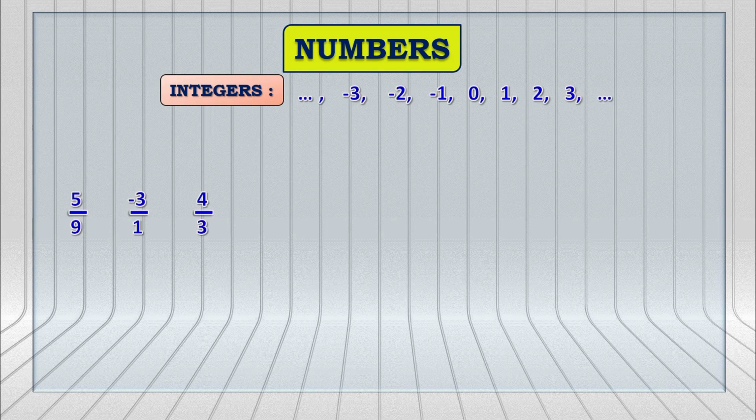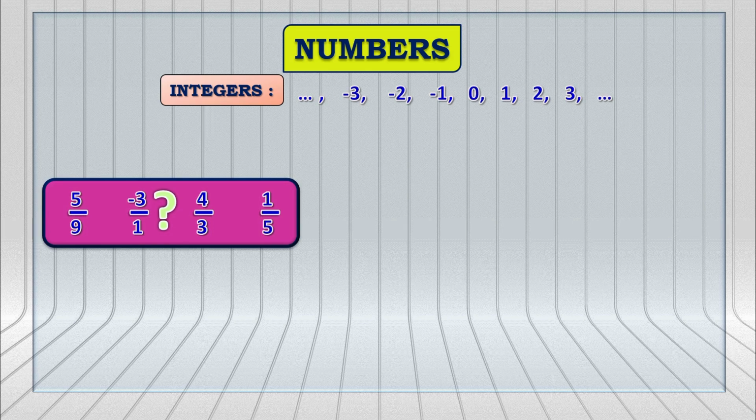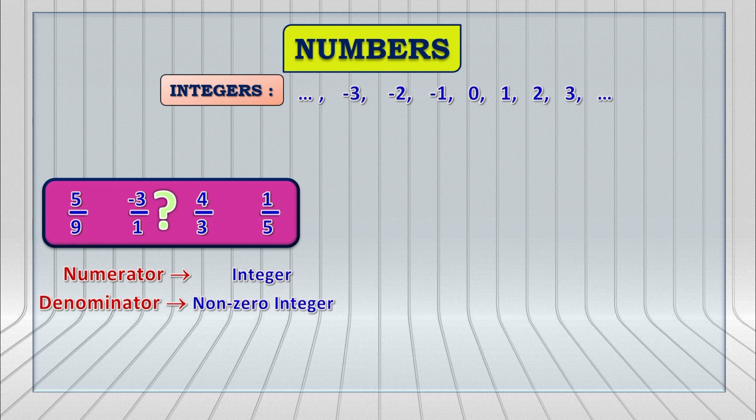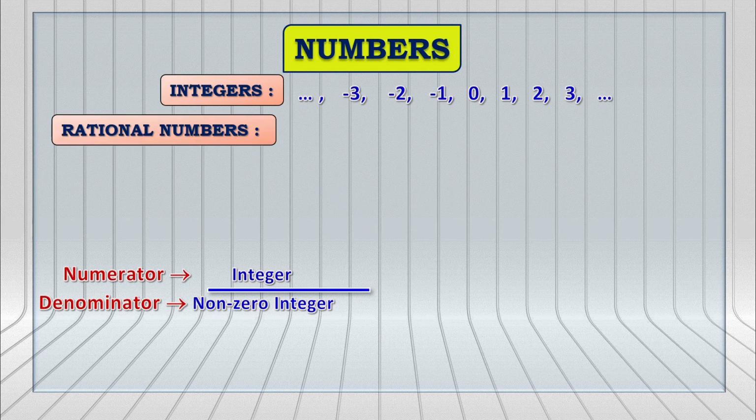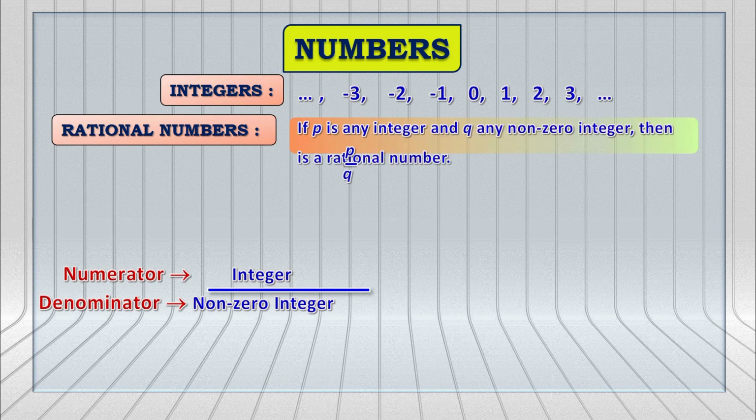Now 5 by 9, -3 by 1, 4 by 3, 1 by 5. What are these type of numbers? See, if you check the numerator, these are all integer. And in denominator, these are all non-zero integer. So the ratio of the integers is called the rational numbers. So rational number, as a definition, we can say that if p is any integer and q any non-zero integer, then p by q is a rational number.